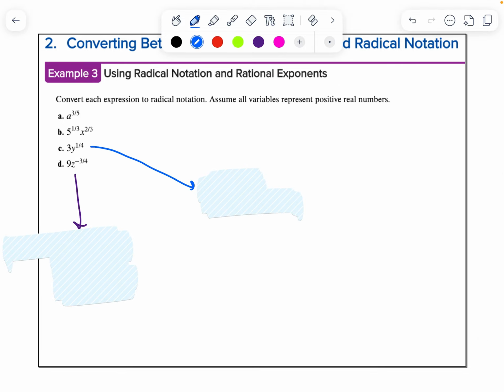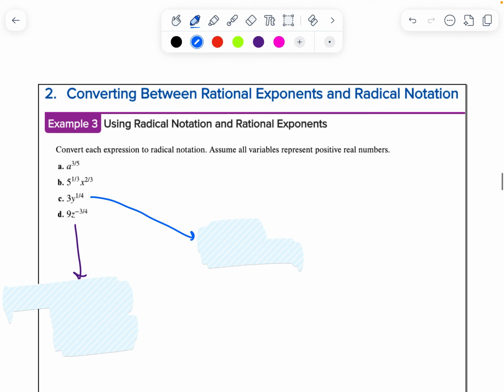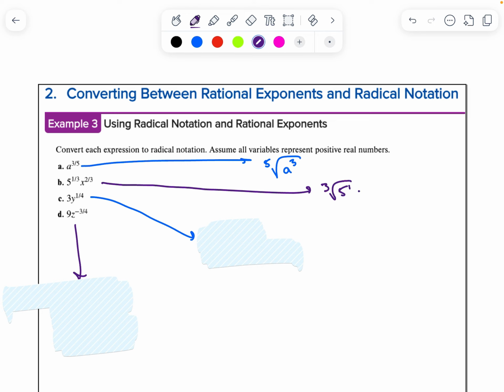We're almost to the end of this slideshow. Convert each to radical notation. Because there are no numbers here, we want to convert it to radical notation. A to the 3/5 is the same thing as the fifth root of a to the third. 5 to the 1/3 is the same thing as the third root of 5 to the 1 times the third root of x to the 2. Since they both have the same index, we can combine them and make them the third root of 5x squared.